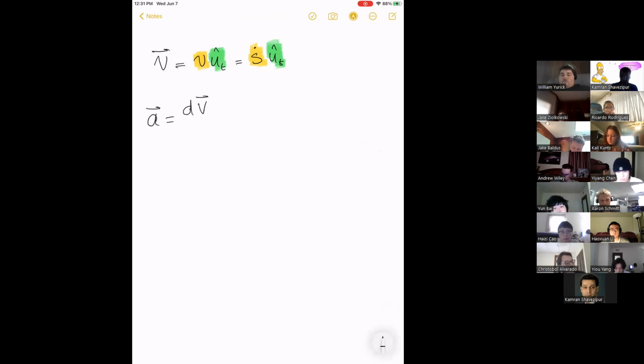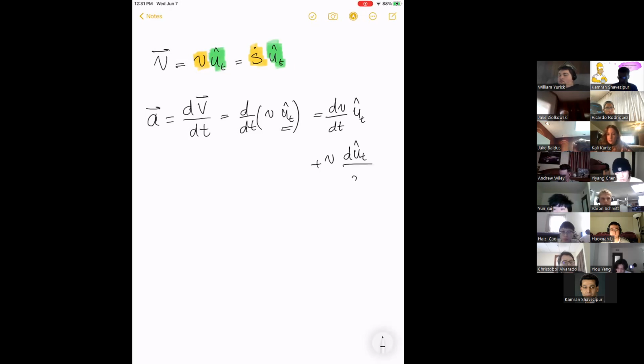Okay, now to find acceleration, what was the equation for acceleration? Was dv dt, right? Is it correct? Okay, now I'm going to substitute v here. I'm going to get d dt of v ut. Now again, for ijk, that guy was constant. We just take it out of derivative. But here, this is not constant. So you have to have dv dt ut plus v times dut dt, right? Product rule.